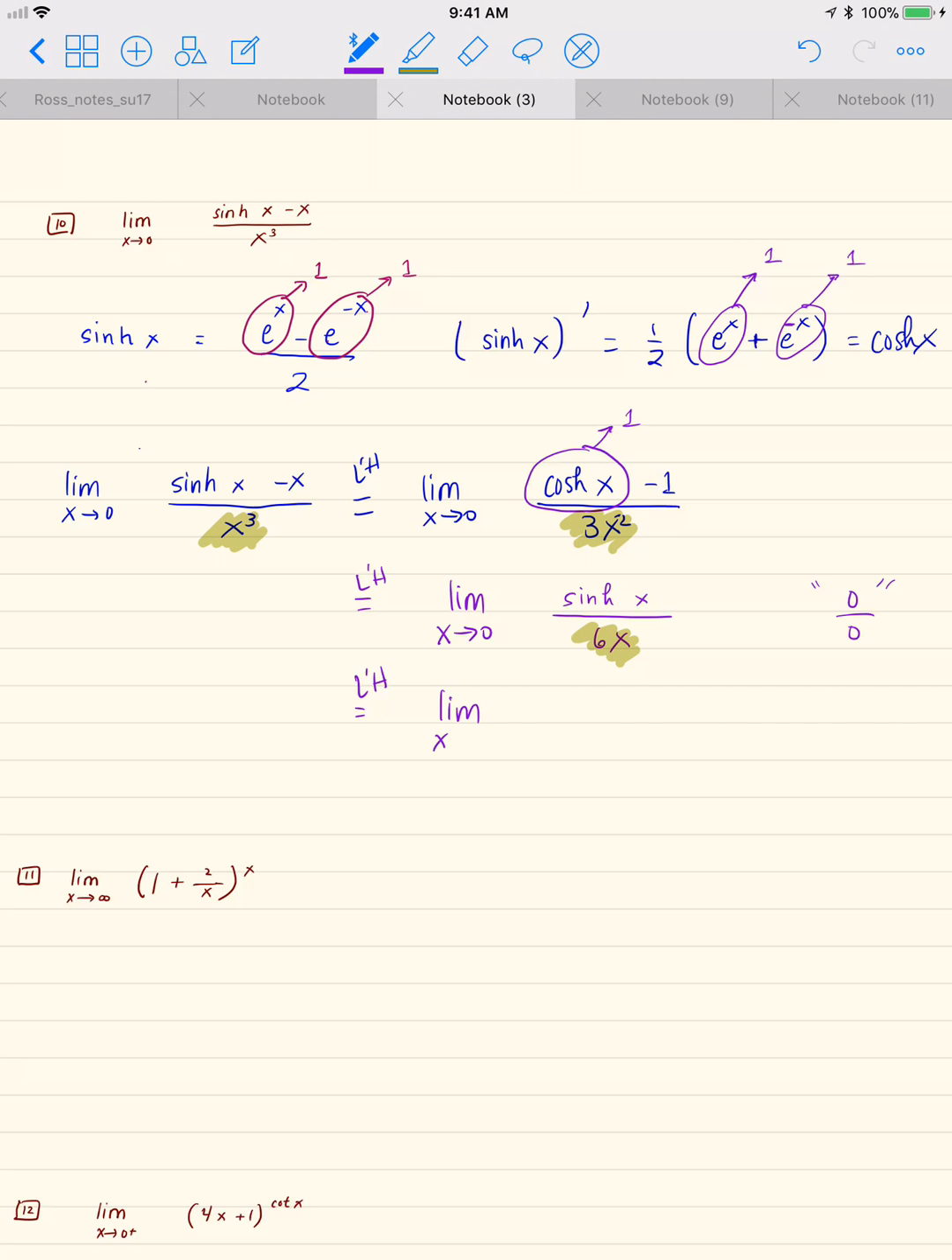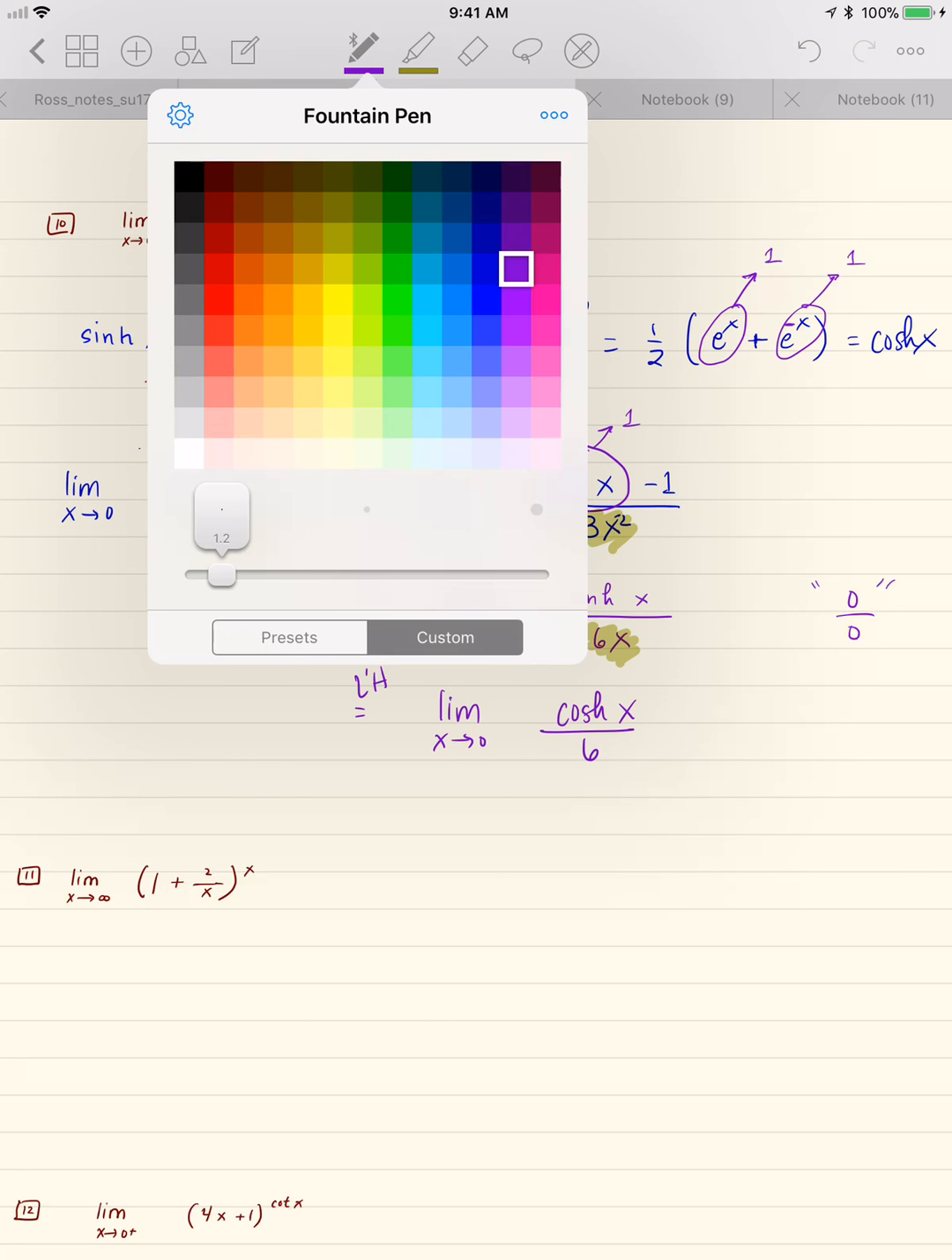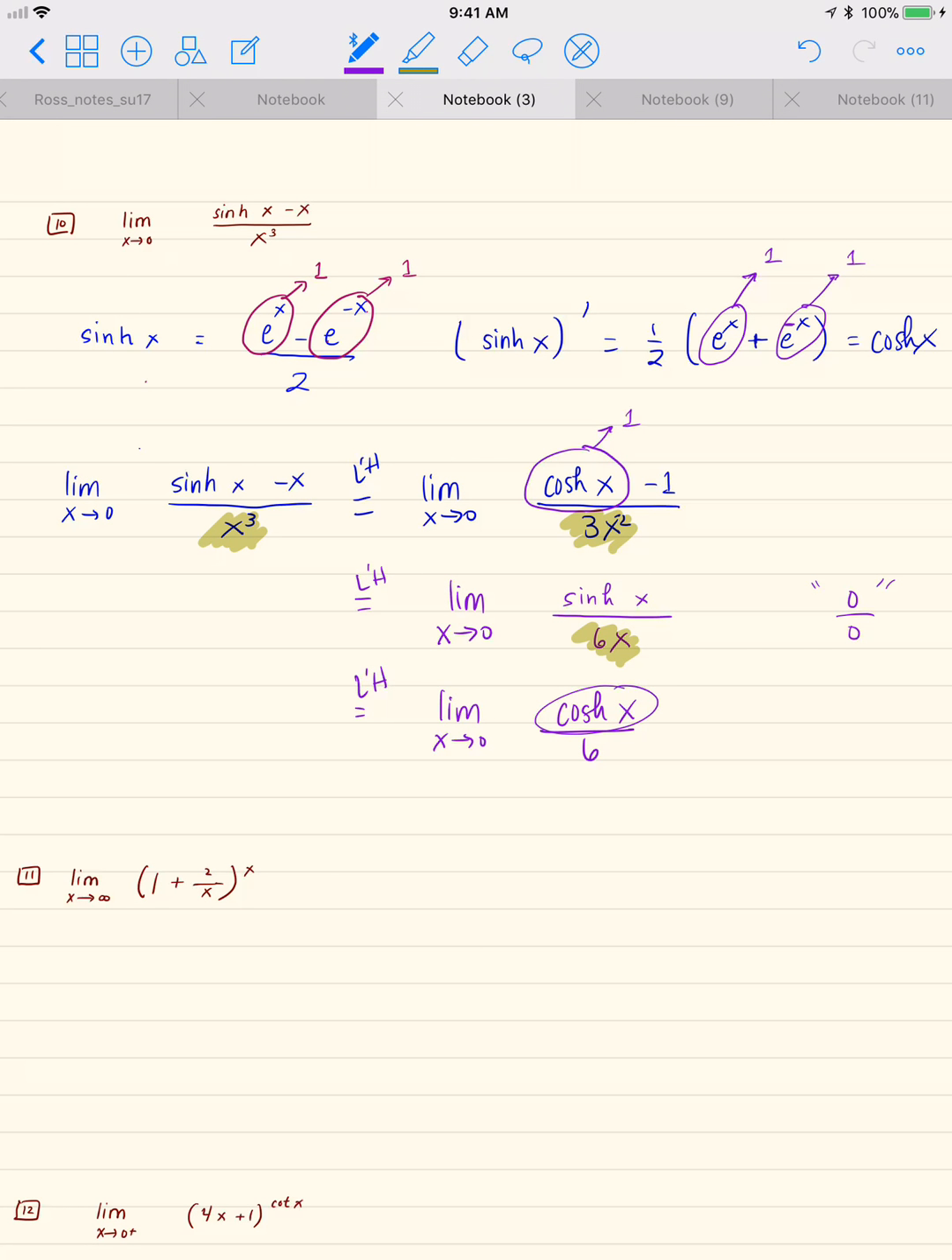So we'll have the limit as x goes to 0. What's the derivative of sinh? It is cosh, so cosh x over 6. And now we said before that cosh x goes to 1 as x goes to 0. So this limit is equal to 1/6. The difficult thing here, I guess, is applying L'Hopital's rule several times and remembering that sinh x is e to the x minus e to the negative x over 2.